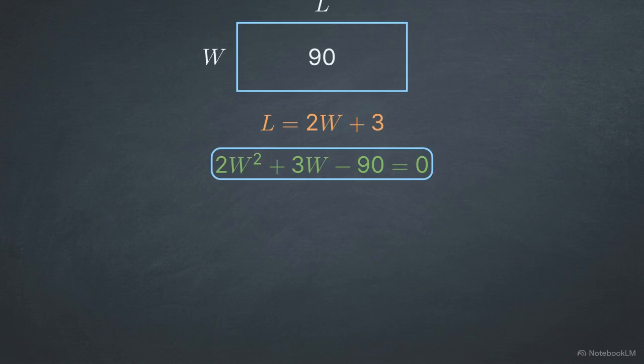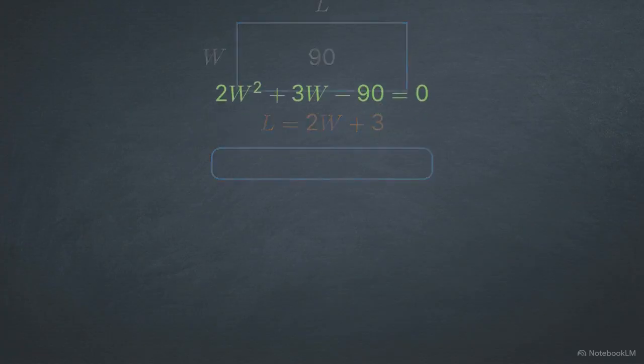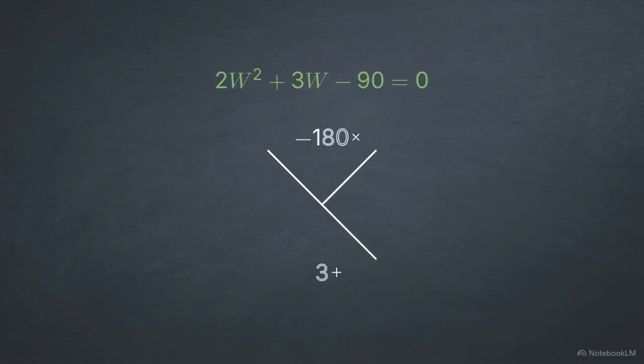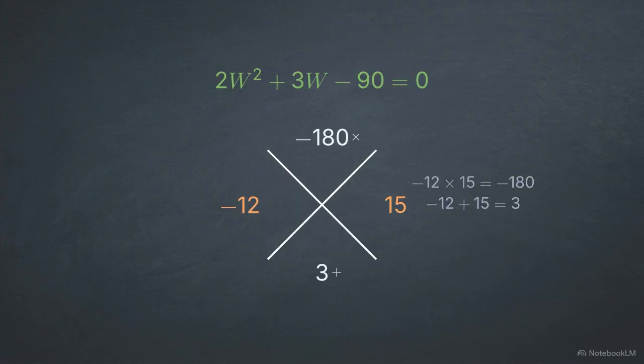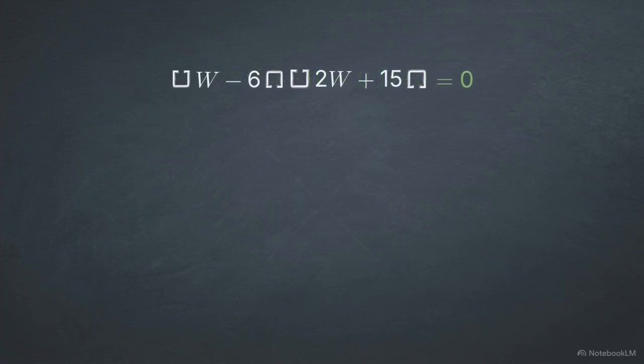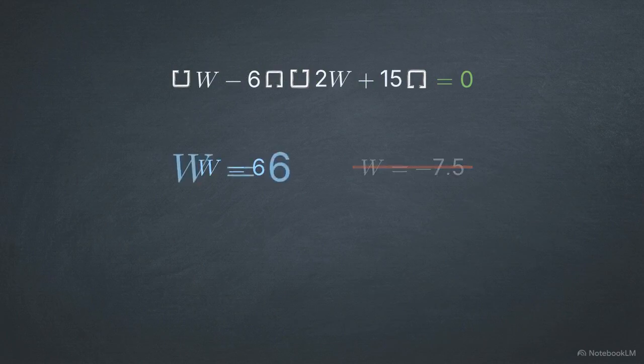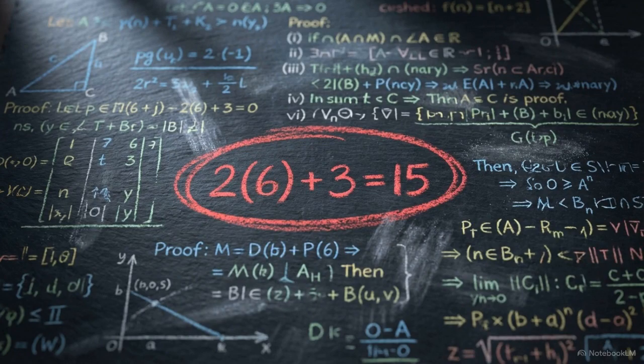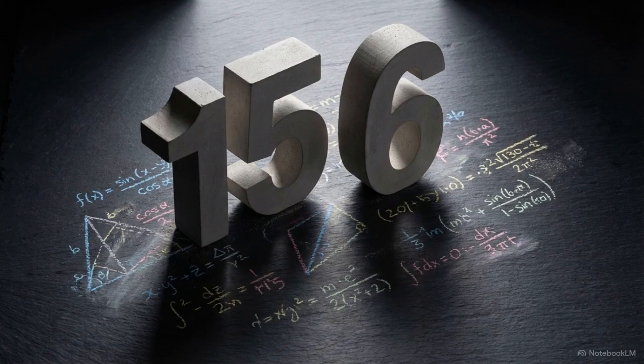To solve this, we find two numbers that multiply to negative 180 and add to positive 3, negative 12 and 15. Factoring gives us two possible widths, 6 or negative 7.5. Because physical objects require positive dimensions, we discard the negative value, leaving a width of exactly 6. We plug that width of 6 back into our starting rule. 2 times 6 is 12, plus 3 is 15. The dimensions are now fully identified. The length is 15 and the width is 6.